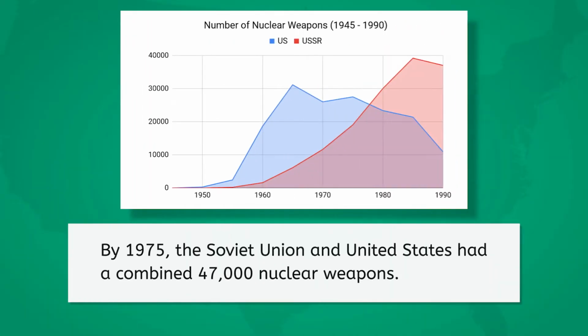Remember the destruction caused by just 2 bombs in Japan? By 1975, the Soviet Union and United States had a combined 47,000 nuclear weapons, many of which were far more powerful than the bombs used in Japan. So rather than fight a hot war, the United States, Soviet Union, and the rest of the world spent decades living under the threat of nuclear war, hence the duck and cover campaign. Pause here to respond to the final guiding question in your PDF.